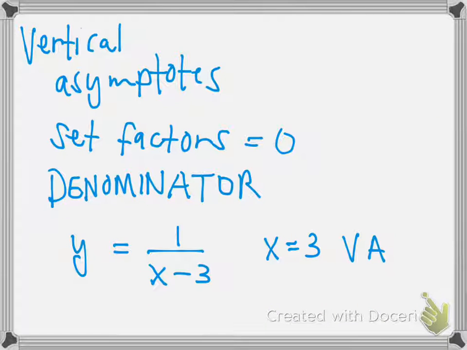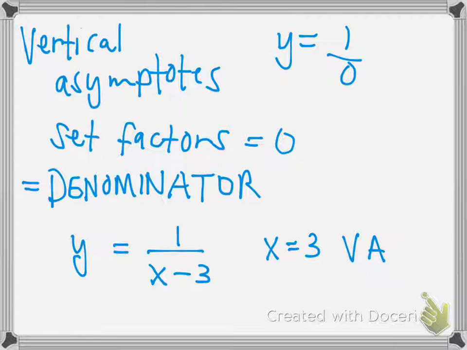Okay, let's talk about vertical asymptotes. Vertical asymptotes are vertical lines. Vertical asymptotes happen when you set factors equal to 0, and it has to be in the denominator, because you know that this would be undefined. This is where the graph is undefined. The graph can't touch that, or the graph can't happen there.